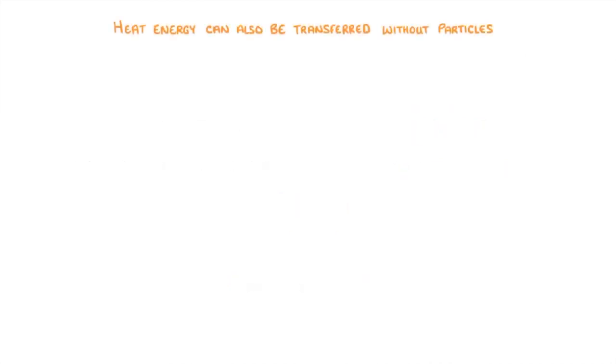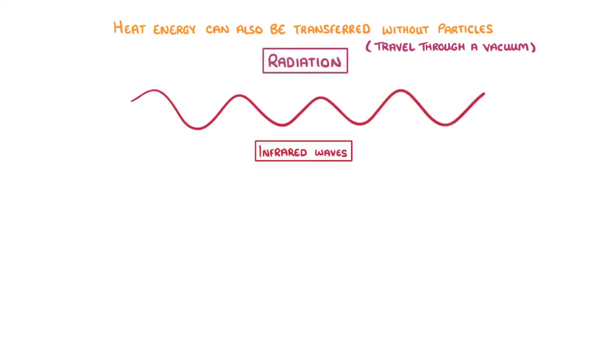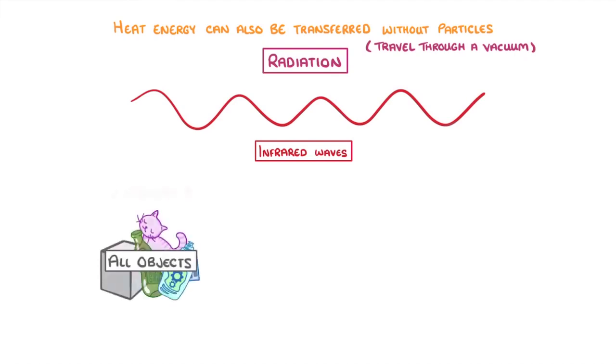However, heat energy can also be transferred without particles, which means it could travel through a vacuum. This happens when energy is transferred by radiation, and specifically when the energy is carried by infrared waves. All objects constantly absorb and emit radiation, and in reality they do both at the same time.